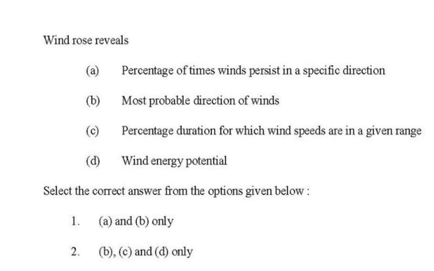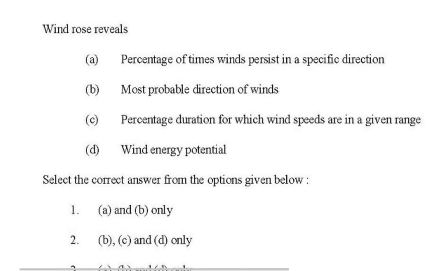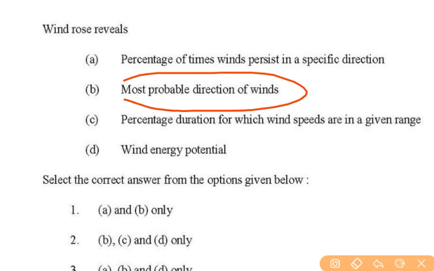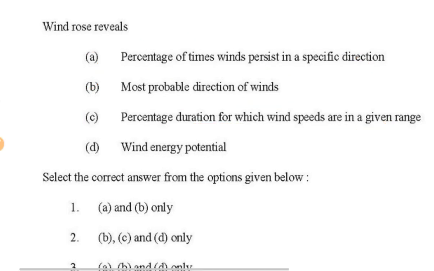Next question. Windrose reveals what? Windrose reveals the percentage of times winds persist in a specific direction, the most probable direction of winds, and the percentage duration for which wind speeds are in a given range. All these three are revealed by Windrose.